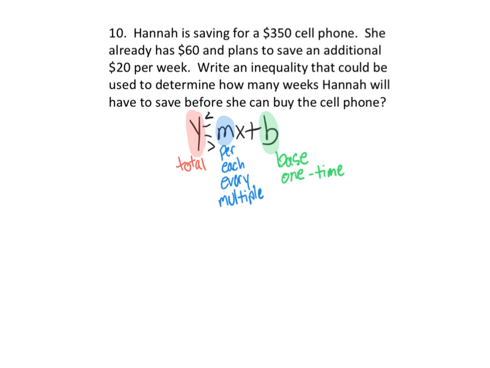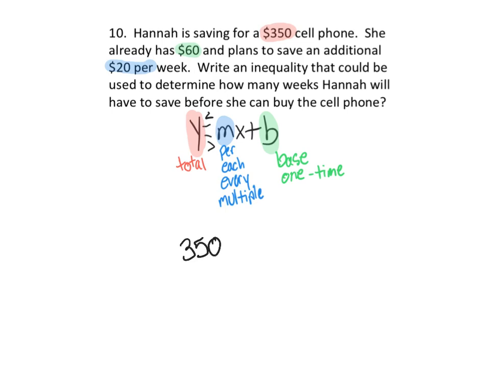So when we read back in the problem, she's saving for a $350 cell phone. So that's the total amount that she needs to save. It says she already has $60. So that's what she started with. That's her base amount. And she plans to save an additional $20 per week. So that's where it tells us that per. So now that we've gone through, we highlighted, and we know where those numbers go, let's plug them into our inequality. So our total was 350.